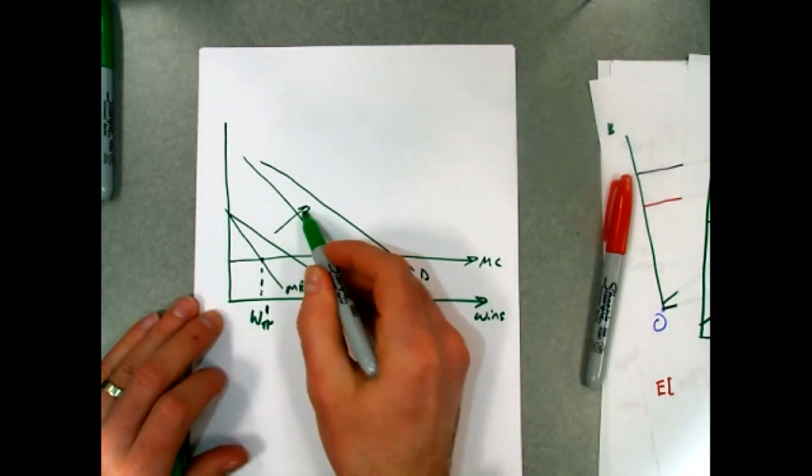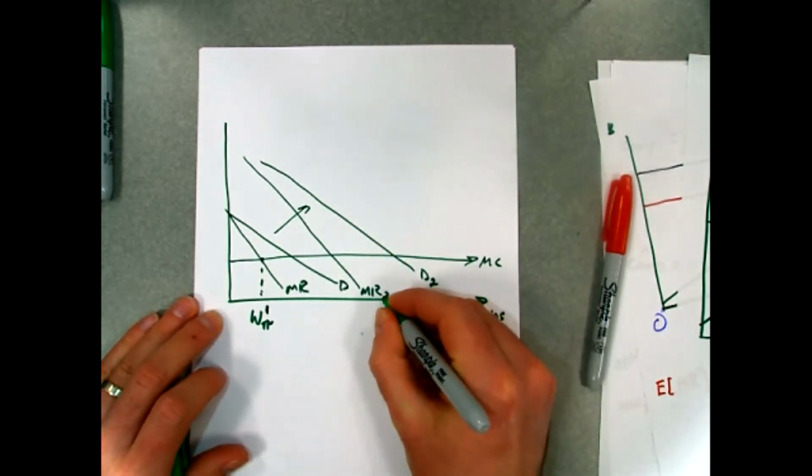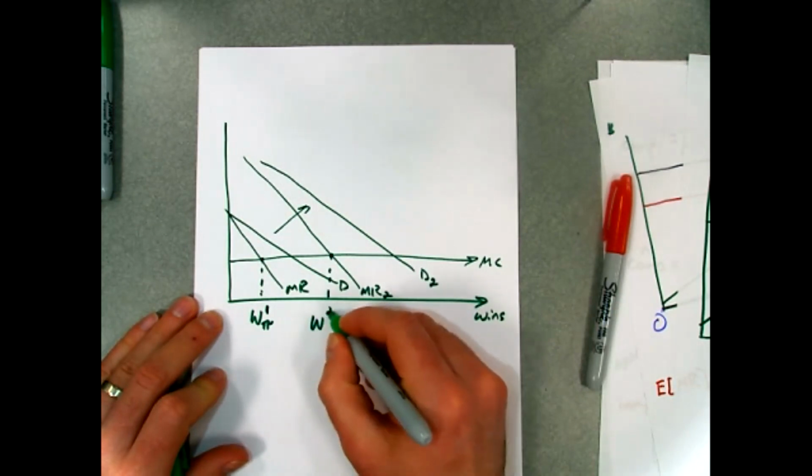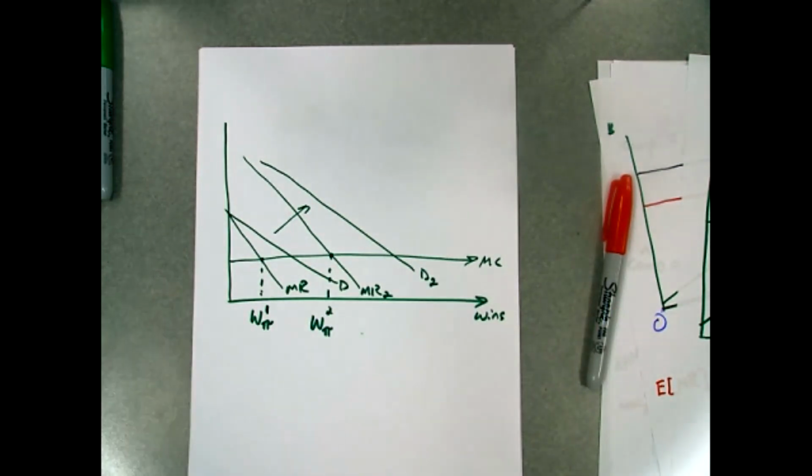So we see this, call this D2 and MR2. Now the profit maximizing number of wins is going to be higher. Right? So maybe even building this new stadium, not only may I see increases in attendance and revenue, but maybe I'll see an increase in team performance, right? As a result of those additional increases in revenue.